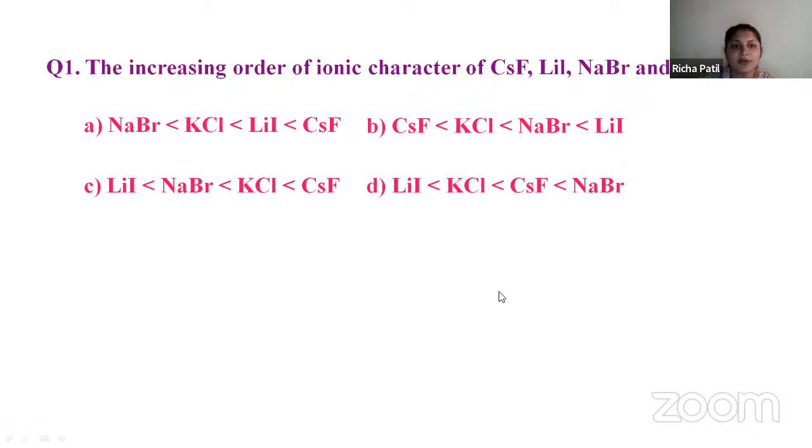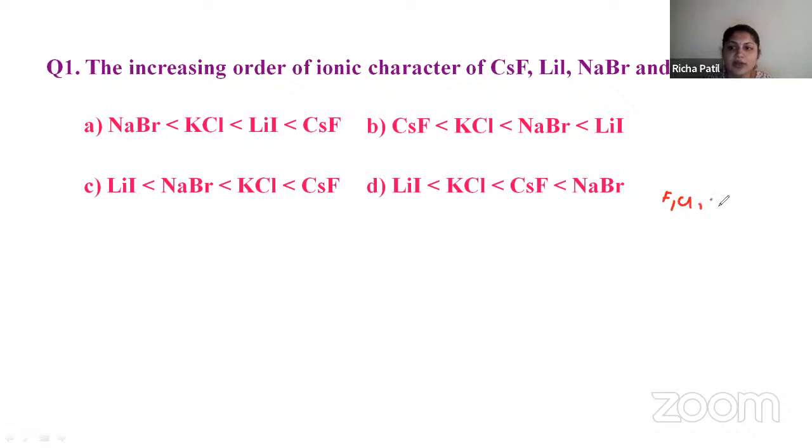Now here you can see the question: the increasing order of ionic character of CsF, LiI, NaBr and KCl. You have to tell the increasing order of ionic character. Here one positive and one negative element is there, and these are all halogens.